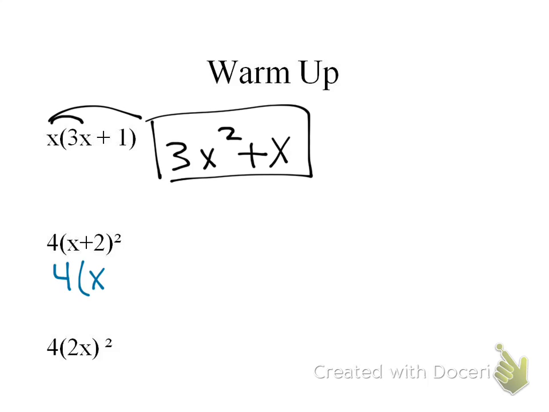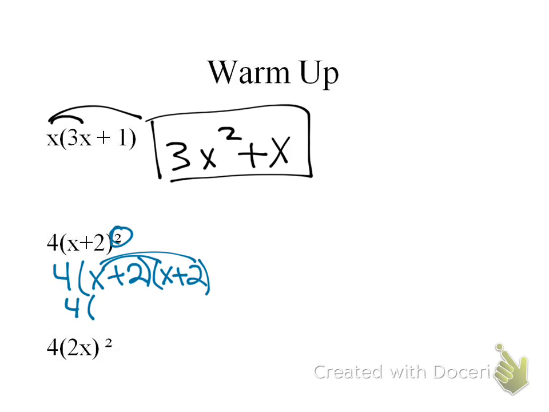Yeah, x plus 2 times x plus 2. But yeah, you were pretty much right on. You cannot distribute the 4 until you take care of this exponent. It's basic order of operations. You don't multiply before you do exponents. You do exponents first. So we'll double distribute here.